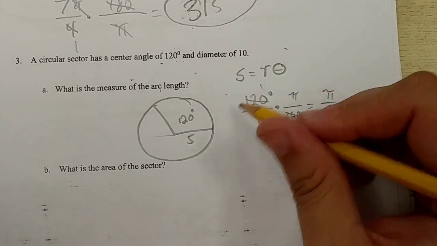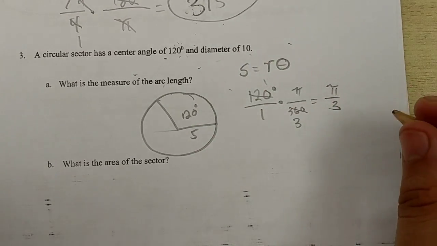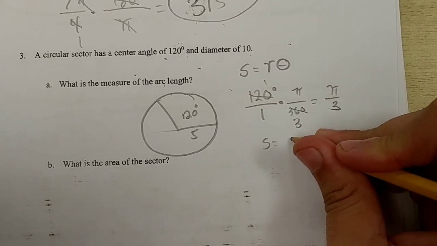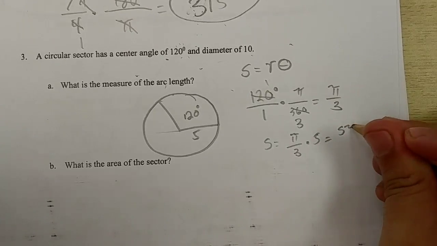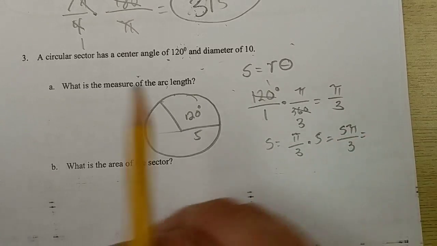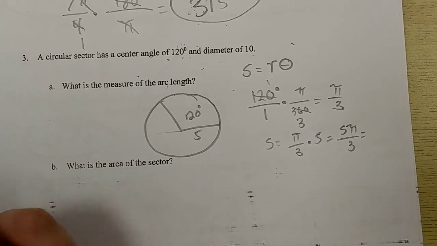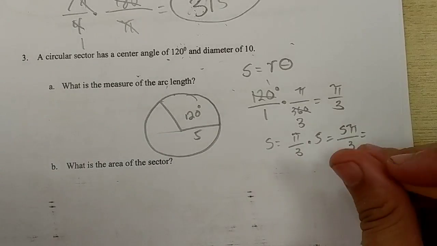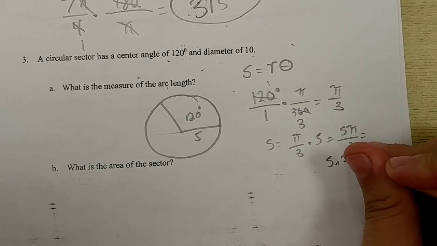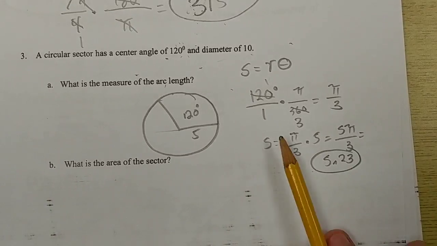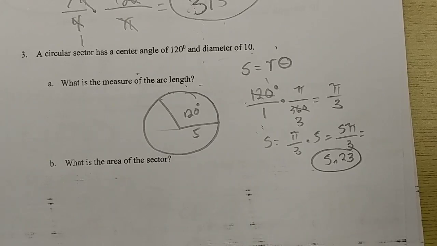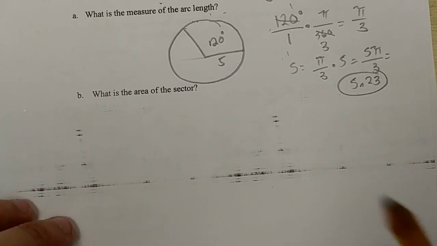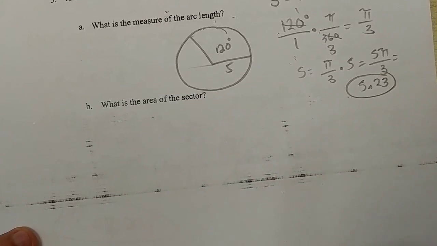And I need my radius, which I turned already from 10 to 5. So S equals pi over 3 times 5. Your answer is 5 pi over 3. If you want that as a decimal, that would be 5 times 3.14 divided by 3, so about 5.23. Please remember, if you're going to use this method, use radians. But luckily, we learned something that does the same thing with the proportional one. I'll do the proportional one when we get to the proportional part of the test.